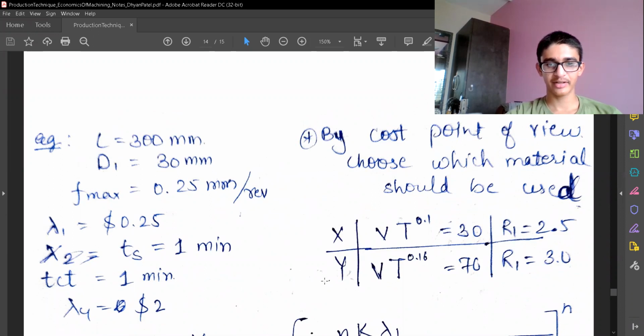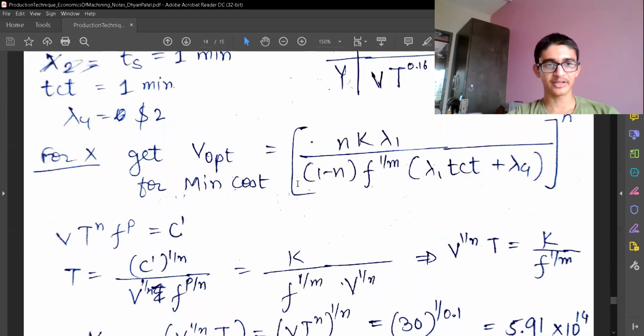So two materials, X and Y, are given. Their Taylor's tool life equations are given respectively, and the R1 value, that is the material cost or the raw material cost, is also given: 2.5 and 3. So let's look at this. We need to use the cost point of view, that is, minimize the cost.